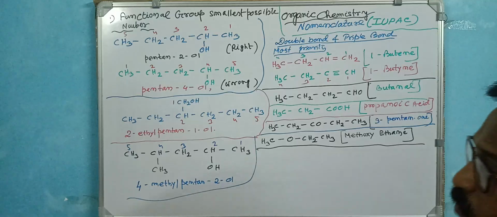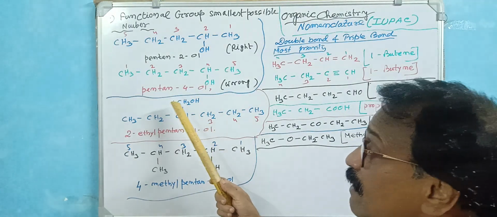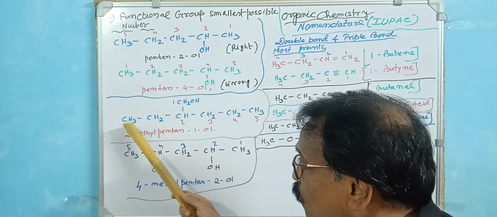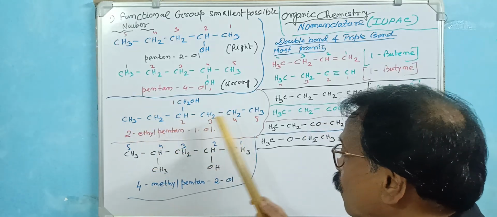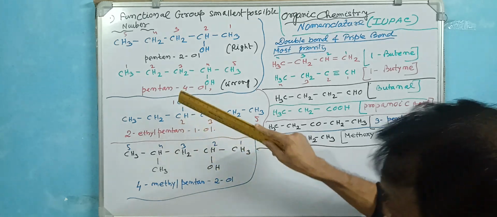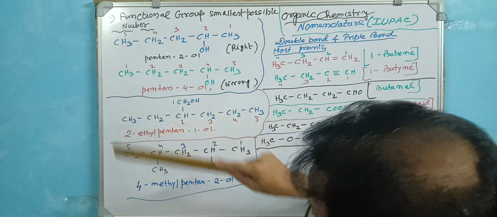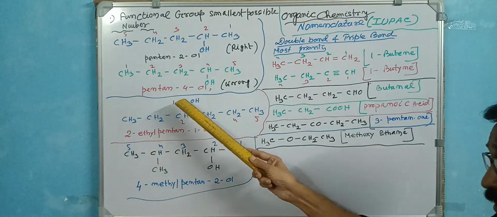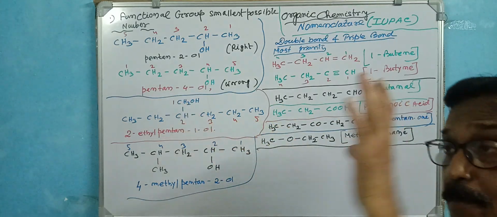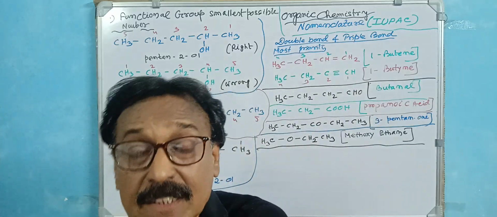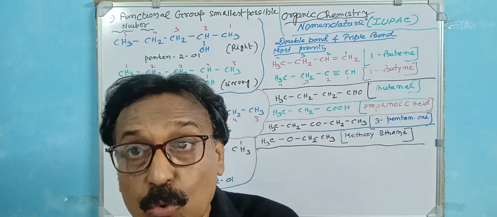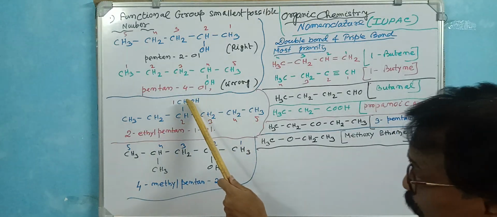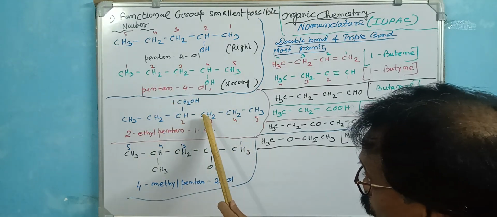So starting from here, the functional group is at the first position. 1, 2, 3, 4 or 1, 2, 3, 4, 5. Here the longest chain is this. If you turn here it is 1, 2, 3, 4, but here it is 1, 2, 3, 4, 5. The 5 is the longest chain which starts from here. But the main priority is the functional group. The functional group always gets the lower position. So you do not take the longest chain. So this is the first position, and 1, 2, 3, 4, 5.